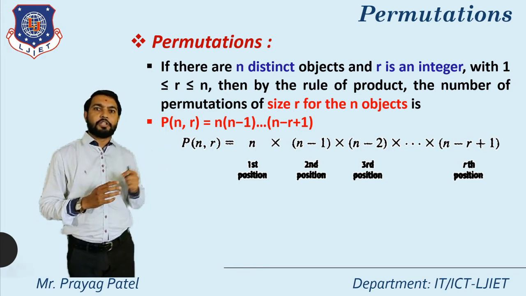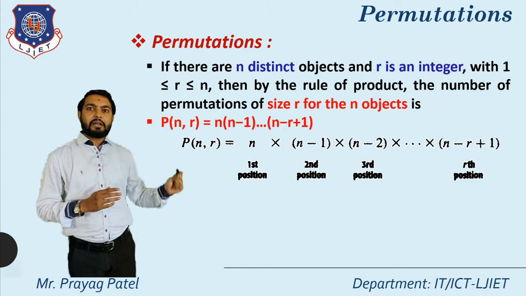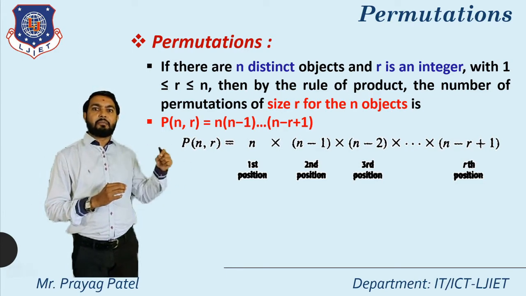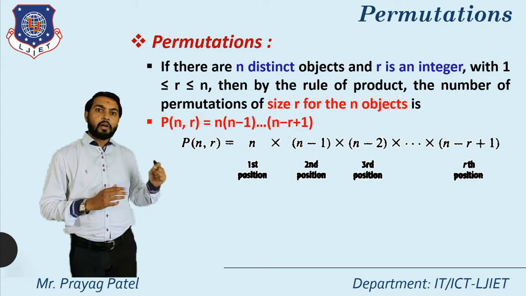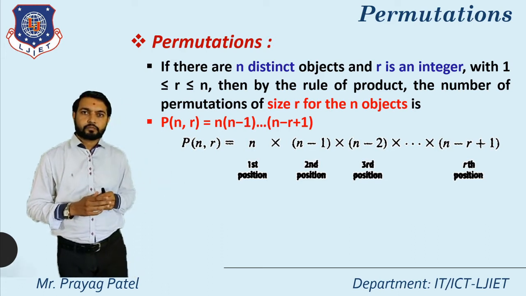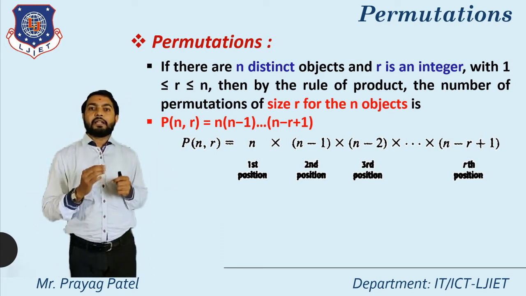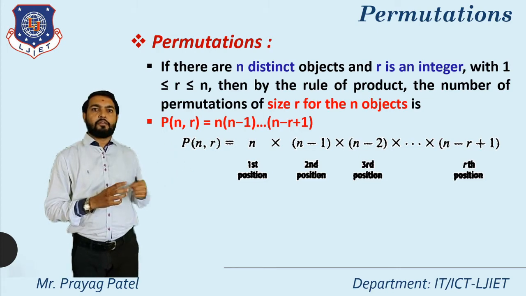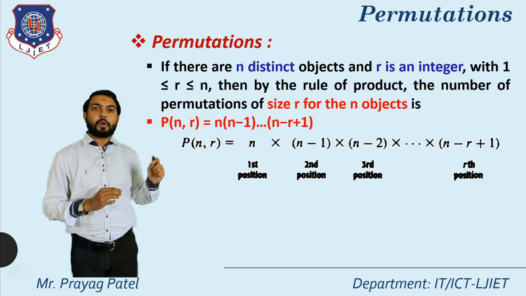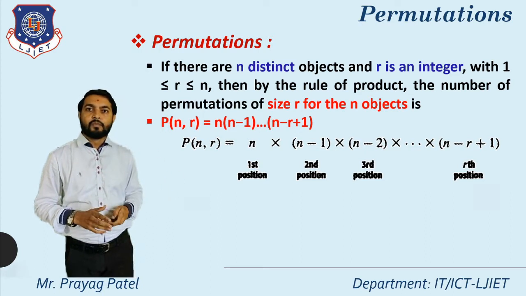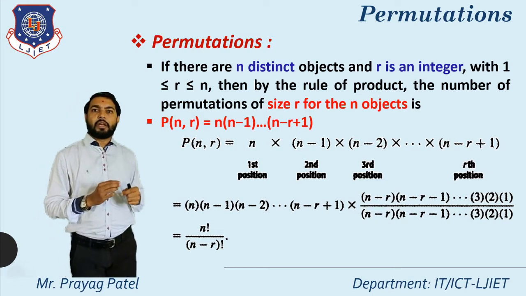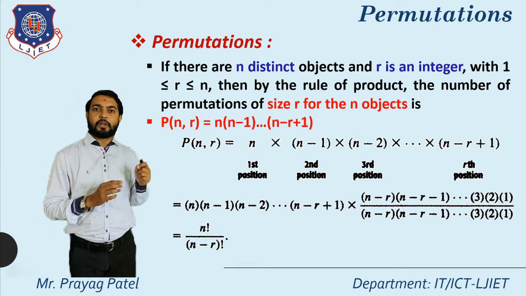So n means the first position, n minus 1 means the second position. For example, 10 into 9: 10 is the first position, 9 is n minus 1 as the second position, up to the rth position value as n minus r plus 1. So in our previous example, we write 10 into 9 into 8 into 7 into 6. Then 6 means 10 minus 5 plus 1. It is called the 6. So for that we can write the common equation like this: n into n minus 1 into n minus 2 up to n minus r plus 1.